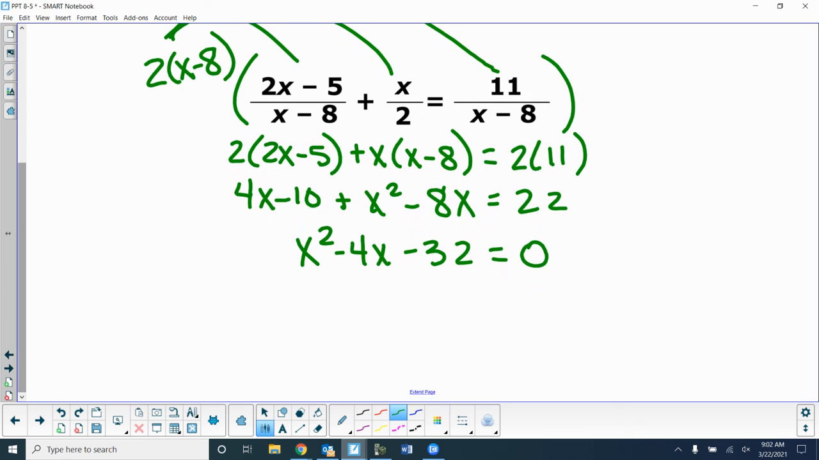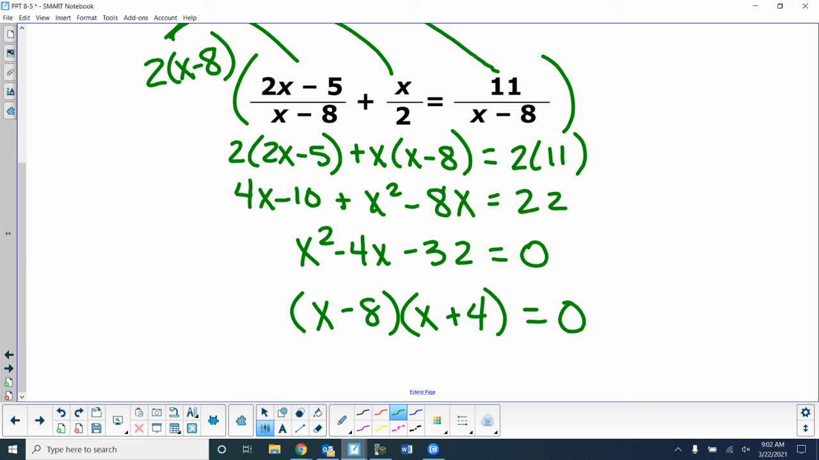What are the factors of negative 32 that add up to negative 4? Good. Negative 8 and a positive 4. So what's this answer on the left? Positive 8. And what's one on the right? Negative 4. Now, what are we supposed to do always? Check in the original. If I put 8 there, what happens? Got a 0. Can I use it? No. Negative 4 minus 8 is okay, right? So we got 2 answers, but only one of them is good.